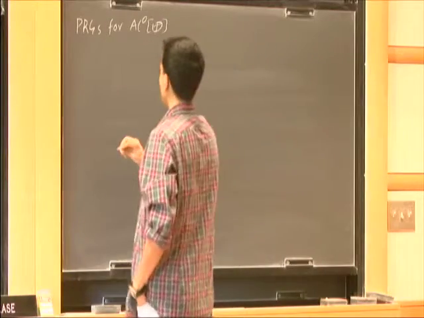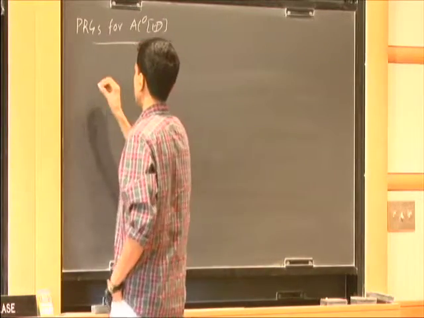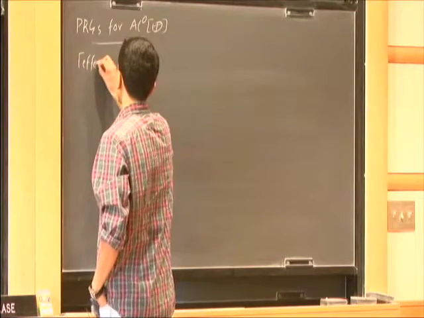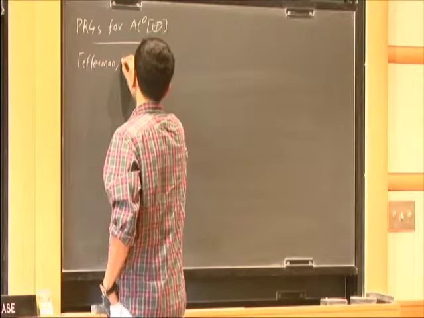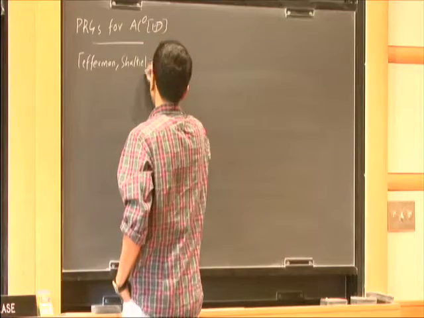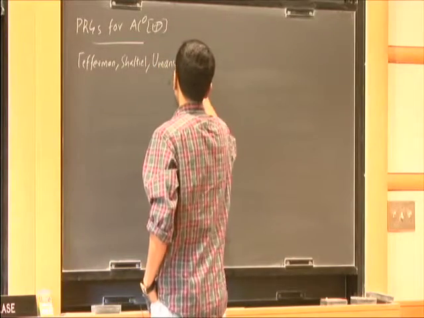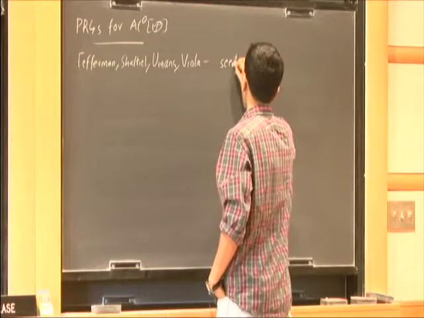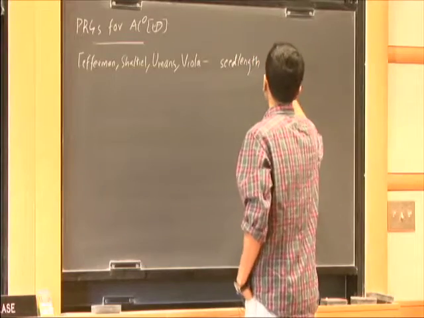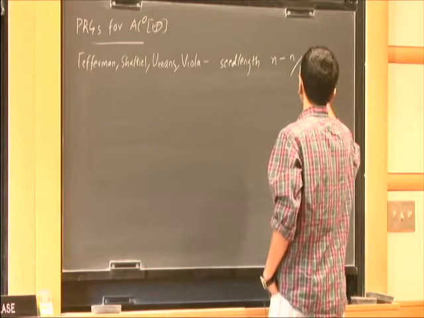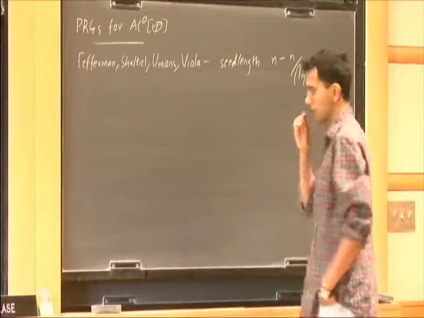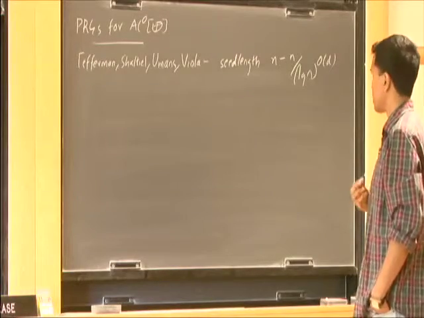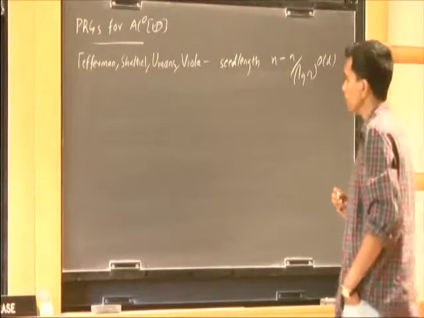So the best pseudorandom generators we have for this general circuit class have very poor stretch. The best result that I know of is a recent result of Pfefferman, Schaltiel, Umans, and Viola, and this achieves a seed length of n minus n over polylog n. So the stretch is really sublinear here. We don't even have something like 1 minus epsilon times n.